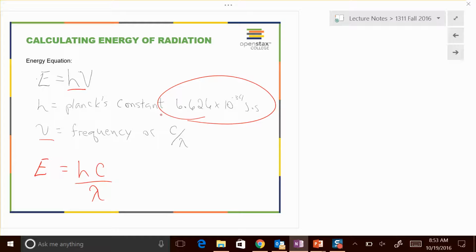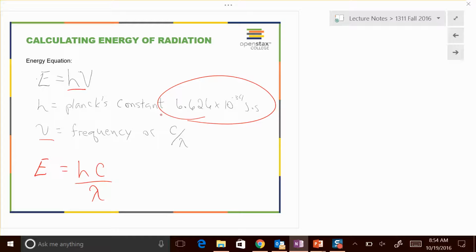So you can see here, if we know the energy, we can easily find the wavelength or the frequency, because these two things are constants. They don't change. So that only leaves us with what is the energy, or what is the wavelength, or if we replace it here, what is the frequency.